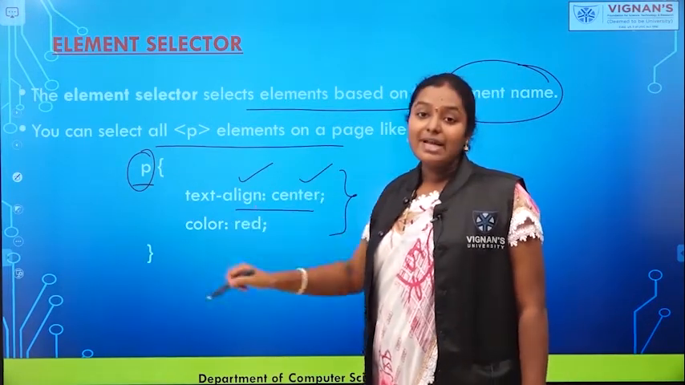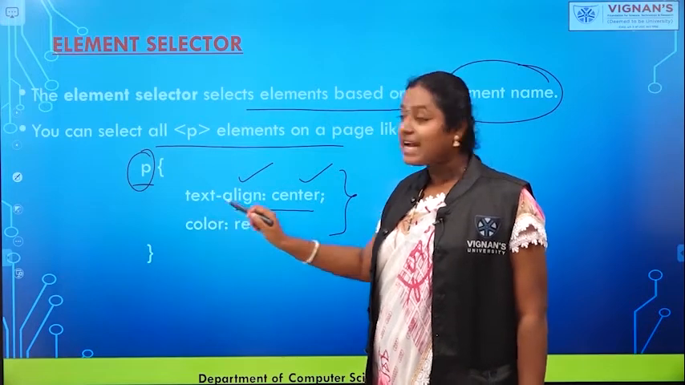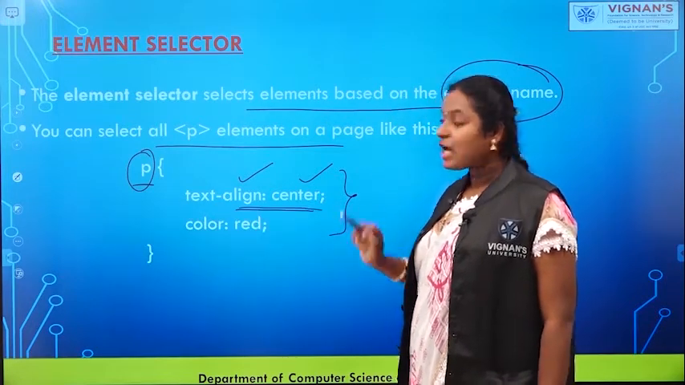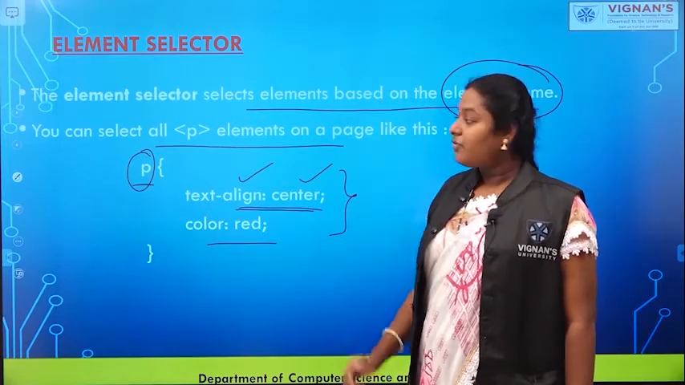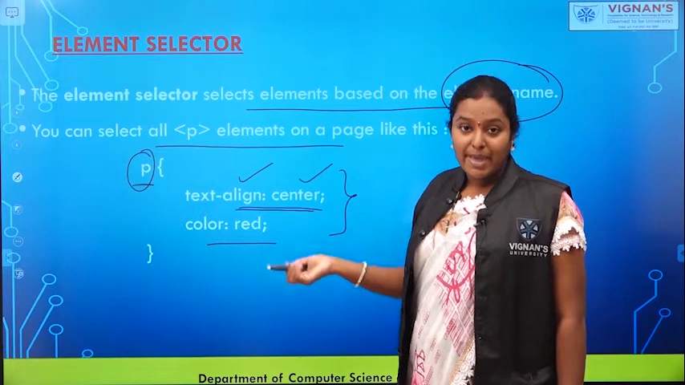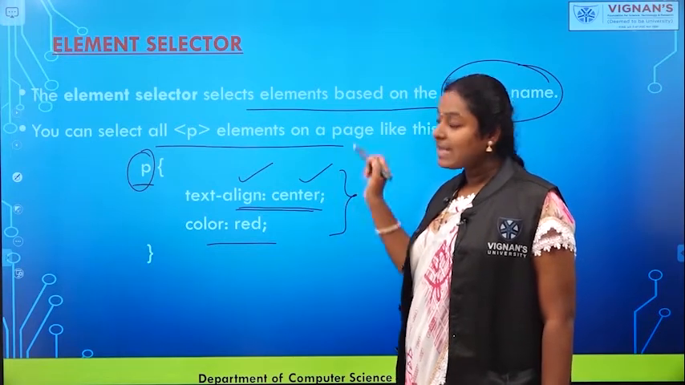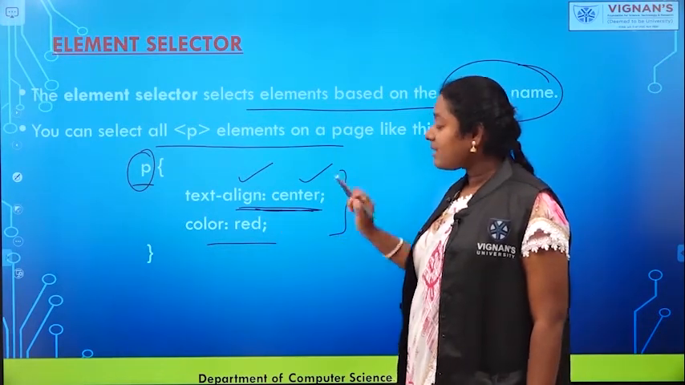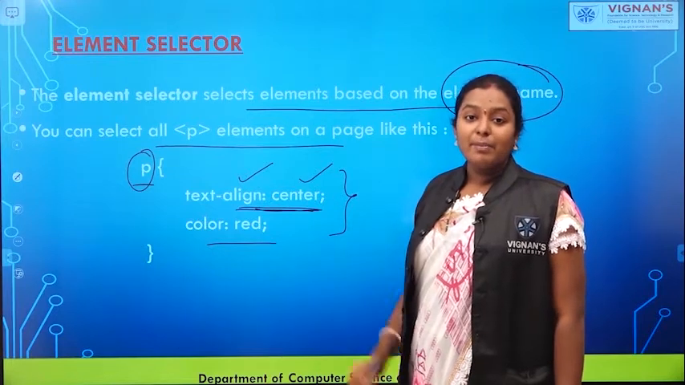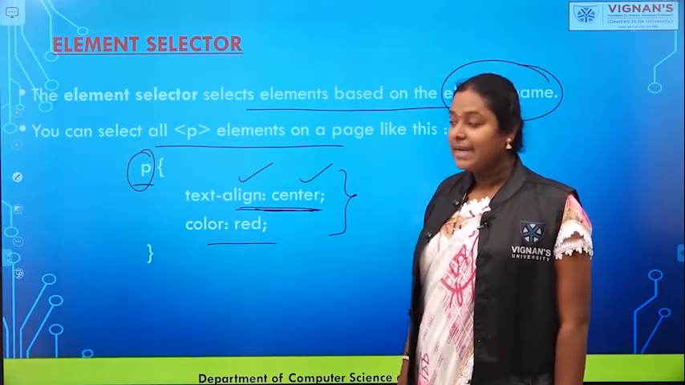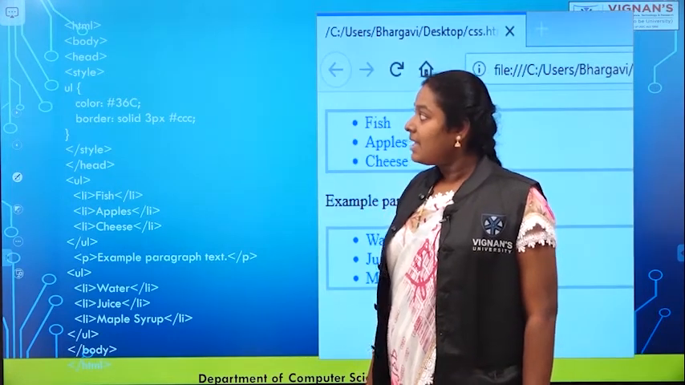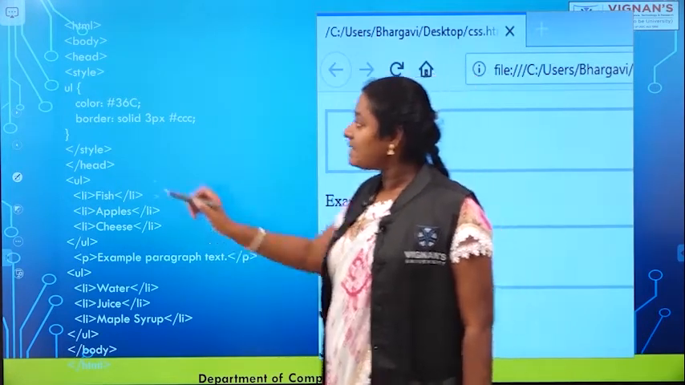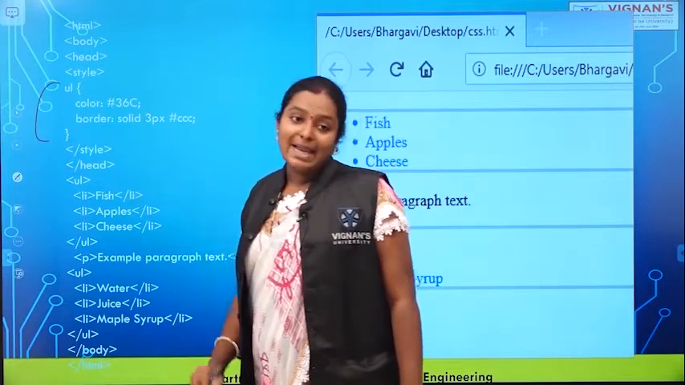So for whatever content is written in the p tag, you are applying the text alignment as center and you are applying the color red. So for all the p elements in the web page, the text will be aligned in the center and a red color will be applied to the text in the p tag. So this is the example for the element selector. Here I am taking one more element, that is the UL tag.